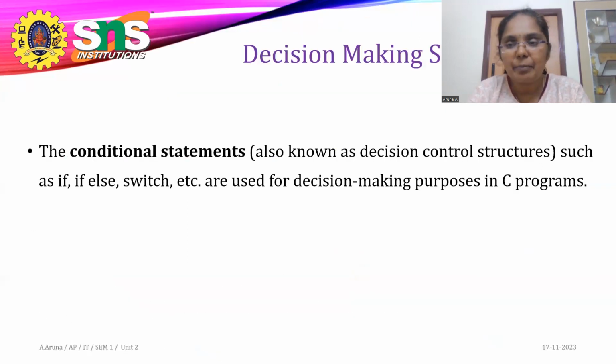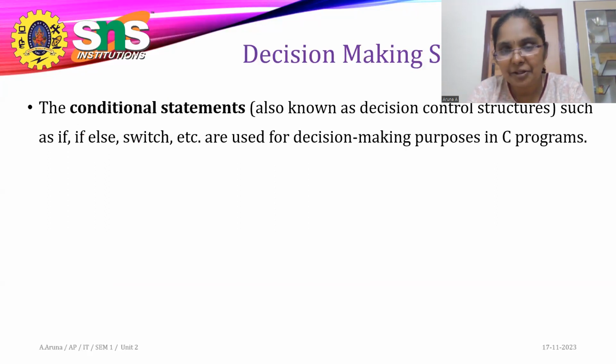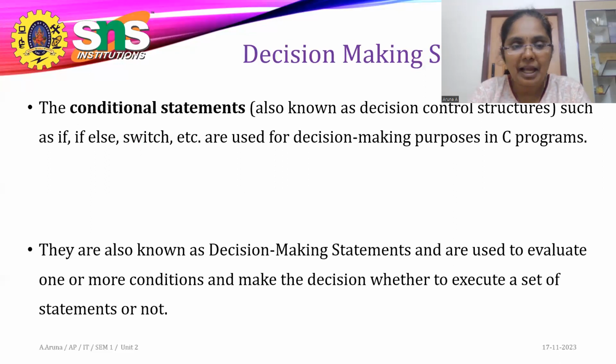First we're going to see what we mean by a decision making statement. A decision making statement is also called a conditional statement. In the C programming language, for decision making purposes alone, we use if else, nested if else, the conditional operator statement and the switch statement, and a few jumping statements can be used under the switch statement. These are the various decision making statements that can be used in the C programming language.